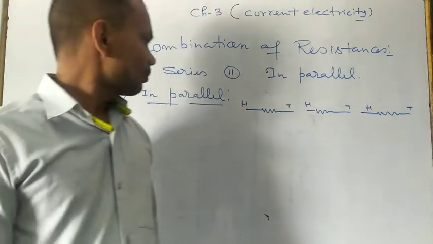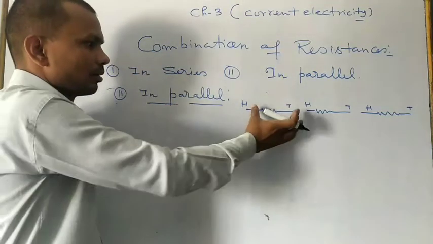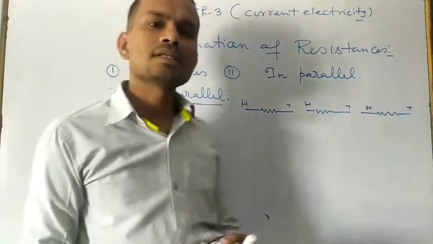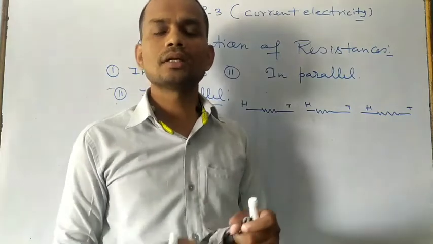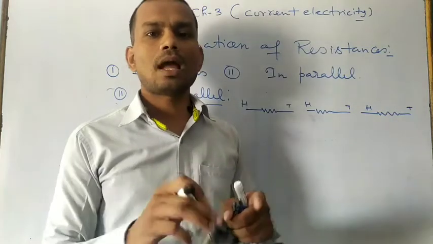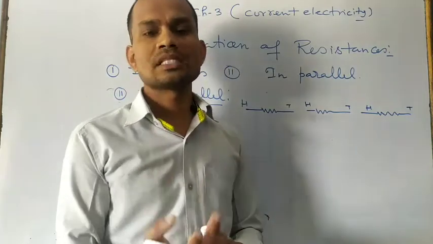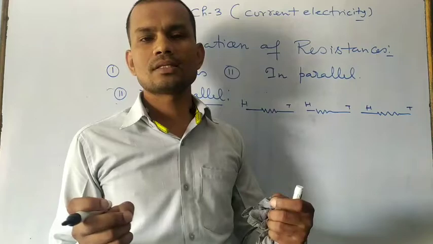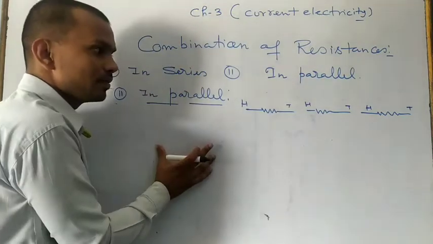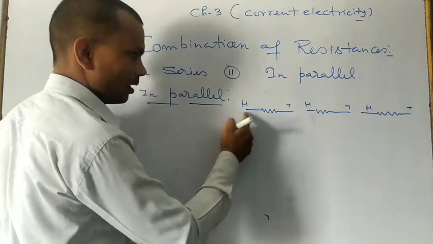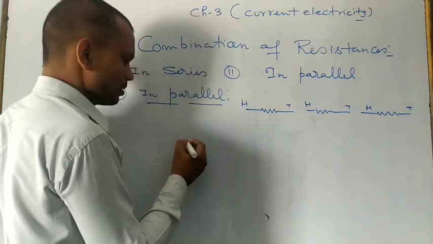So in parallel combinations, however many resistances there are, the heads of all the resistances are connected at only one point, and the tails of all the resistances are connected to another point. That means all the resistances are connected at only two end points. That means in parallel arrangement, all the heads are connected at only one end point, like that.